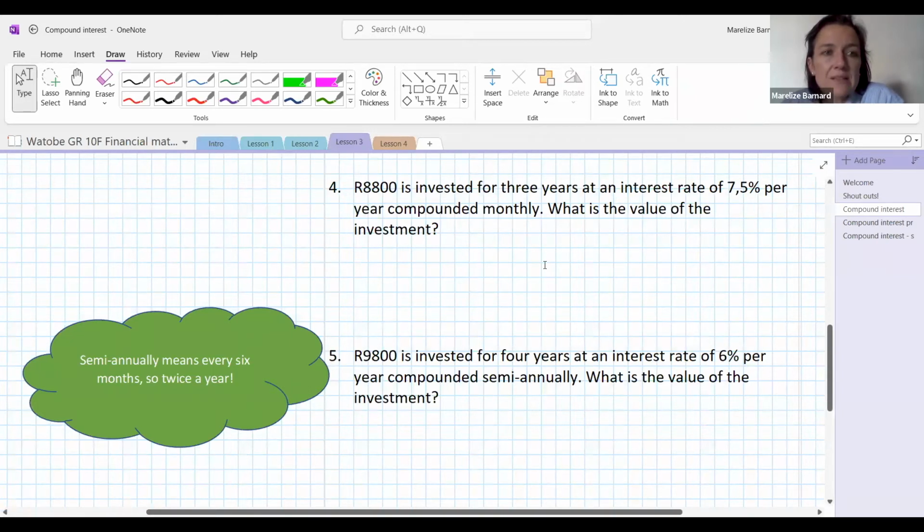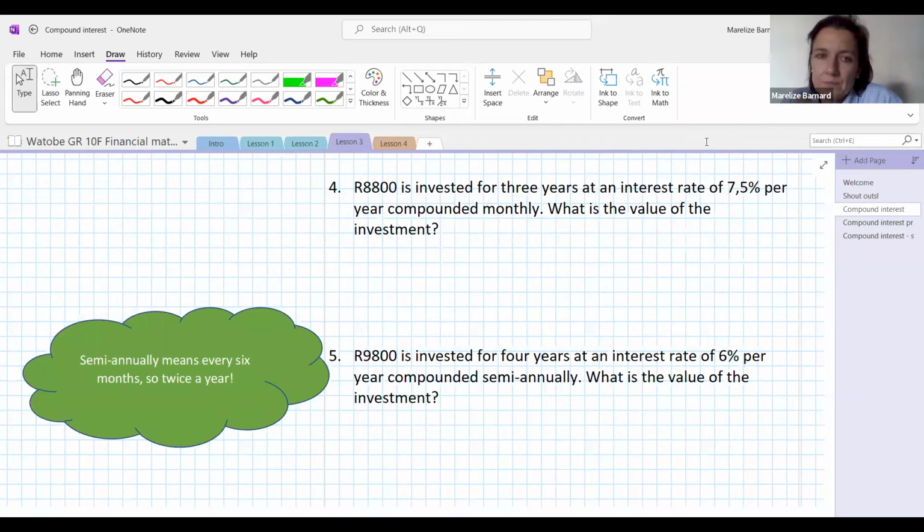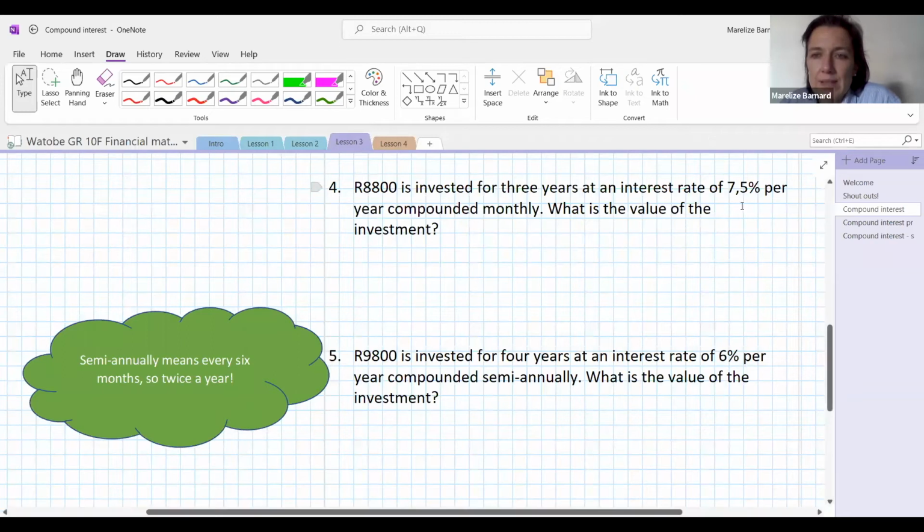So, that formula is for simple interest, which we did in Tuesday's lesson. This is now compound interest. So it has a different formula. Let's have a look at this one. 8,800 Rand is invested for 3 years at an interest rate of 7.5% per year, compounded monthly. What is the value of the investment after 3 years?